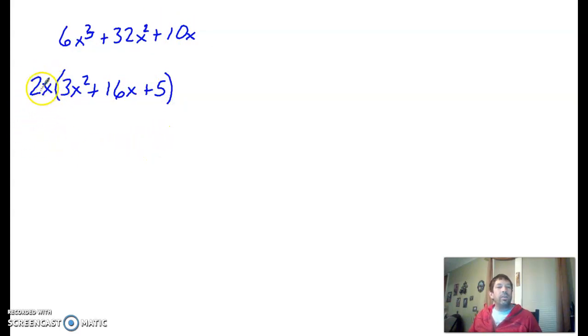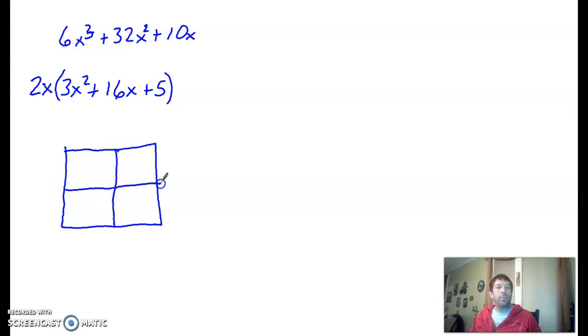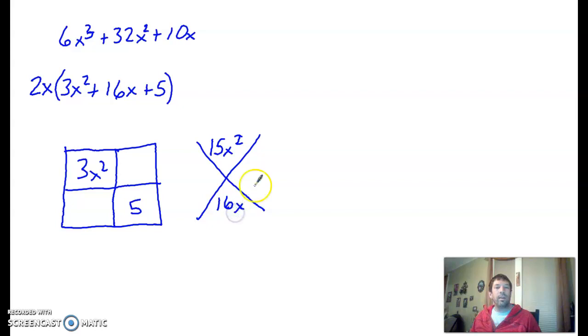So I've factored out the 2x, but now I still have this stuff inside here that I need to factor. So I'm going to go to my generic rectangle, and remember, put my x squared term in the top left, my 5, my constant, in the bottom right, and I'm going to multiply those together. So 3x squared times 5 is 15x squared. And then remember, you put the b term, the middle term, down below, 16x. So I'm looking for two numbers that multiply to 15 and add to 16.